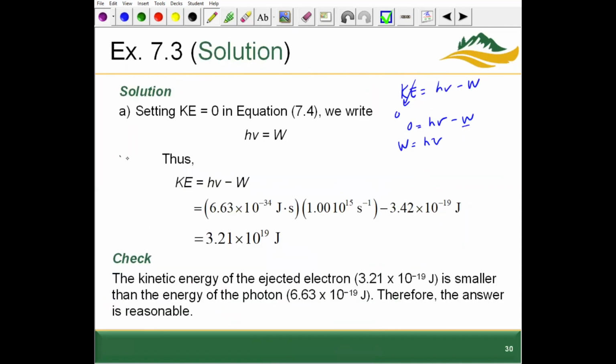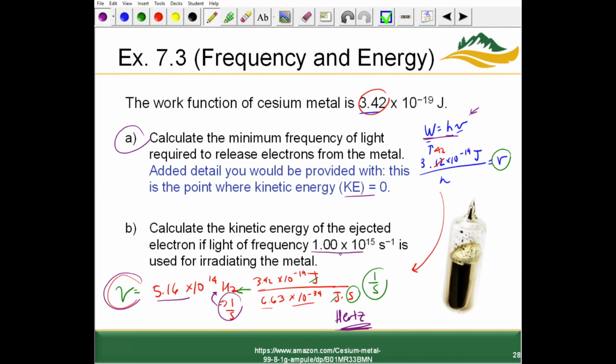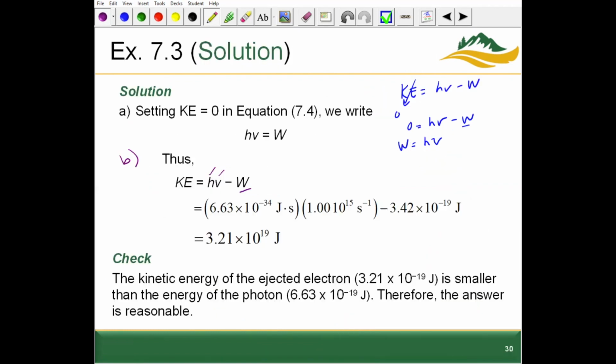Let's try B now. So we have Planck's constant. We were given a frequency to use, and then we're still using that same work function. So this frequency now, 1.00 times 10 to the 15th per second, still the same work function. Then we'll use Planck's constant again. So Planck's constant, our frequency given in part B, then minus the work function provided for us.